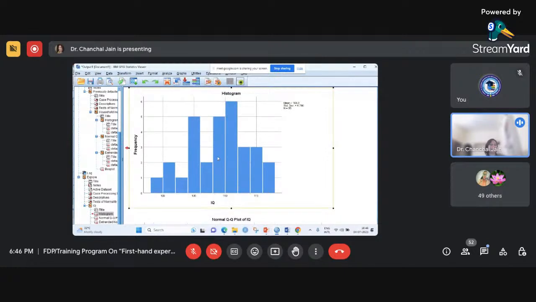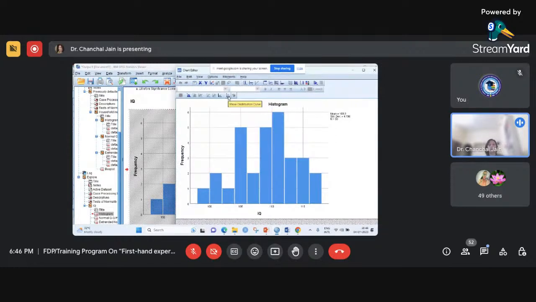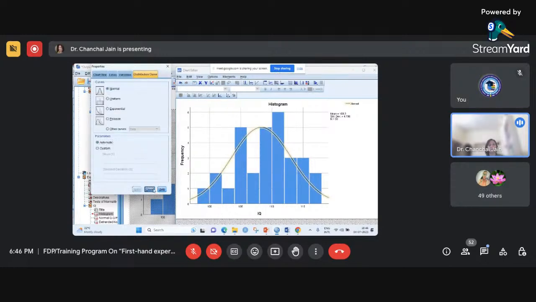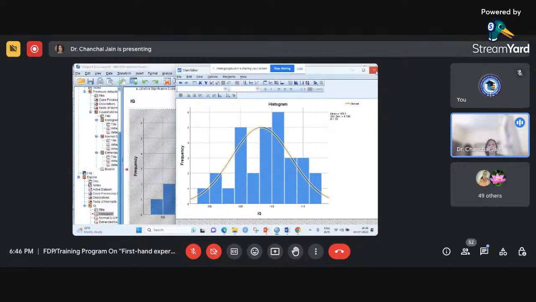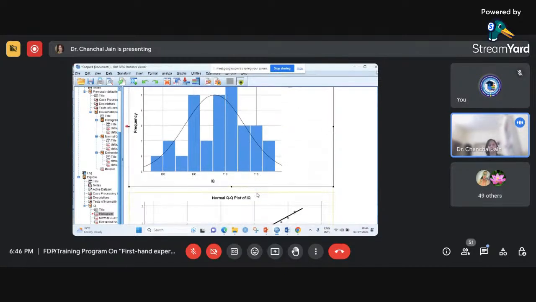Coming to the next, talking about the histogram. I think it is a little trickier to look at the histogram and conclude anything, but you can double click on this and keep this distribution curve on your histogram. You can find this in the toolbar. I'm clicking on this and then closing this and closing my chart editor also. It is showing me that almost most of the bars are coming inside this particular curve. So maybe I can say that my variable is approximately normally distributed, right?